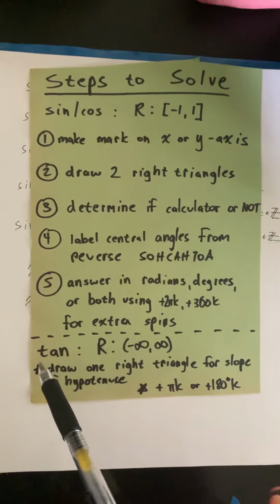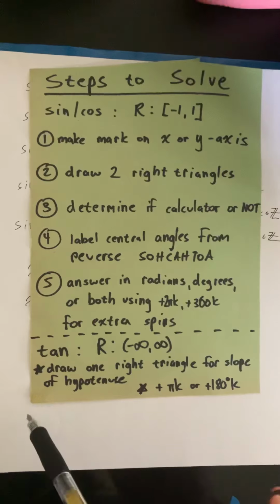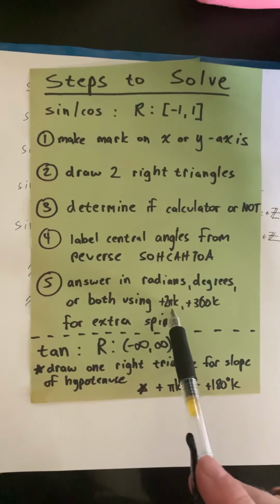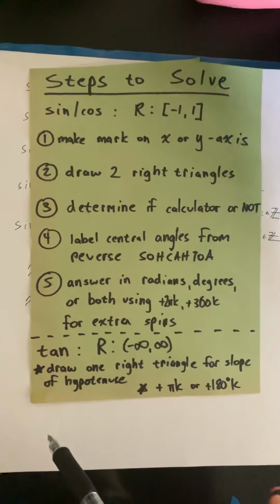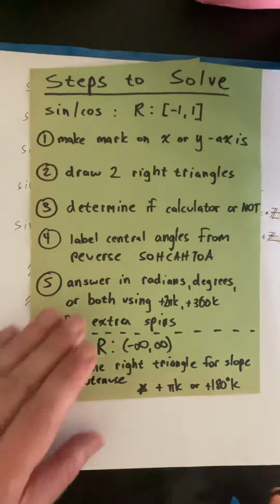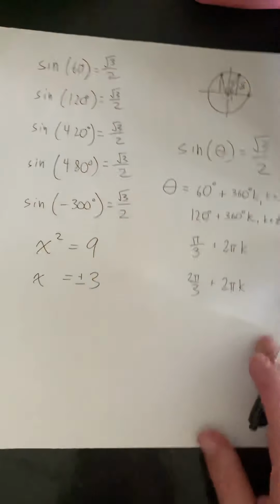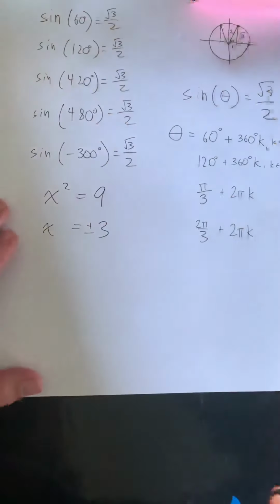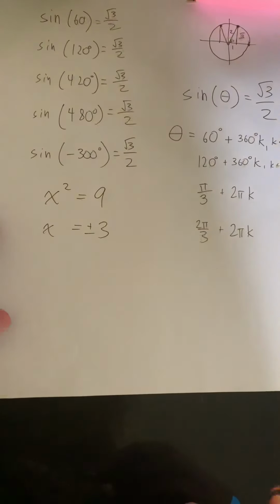And once you have the central angle, you have your answer. You have the amount of degrees. You just might have to add 2 pi k or 360k for extra spins. So let's see that. What the heck does that process look like when you actually do that? All right, I'll show you.